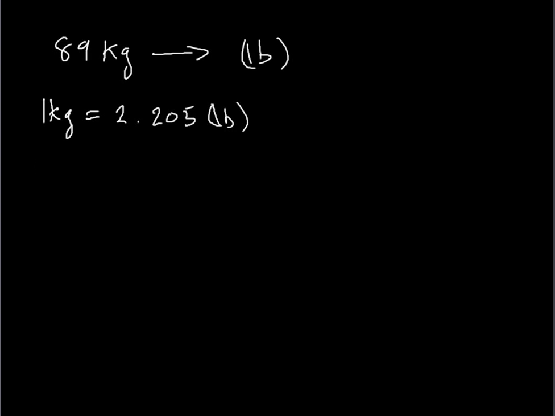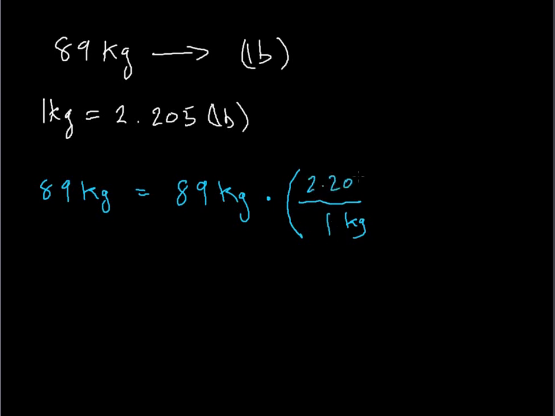So the next thing we want to do is rewrite our values again. So we have 89 kilograms equals 89 kilograms multiplied by our ratio. Since we want to clear the kilograms and put pounds in its place, we'll place our kilograms at the bottom here. And so we'll have our 1 kg equaling 2.205 pounds. Close brackets, and then plug our values into the calculator.